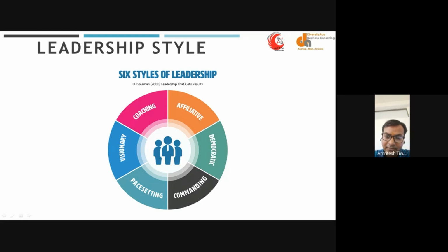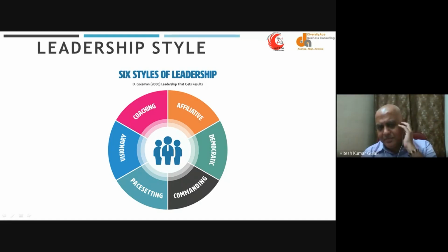Okay, Amritesh sir, you are saying that they take more risk as compared to visionary and democratic leaders. This is what you're saying. Yes, right, sir. And these leaders are basically target oriented. If you talk about people working in your admission cells, apart from government institutes, if you see the private universities also, people who are working in branding or in sales and marketing, people who are working in admissions, they are generally pace setting leaders.